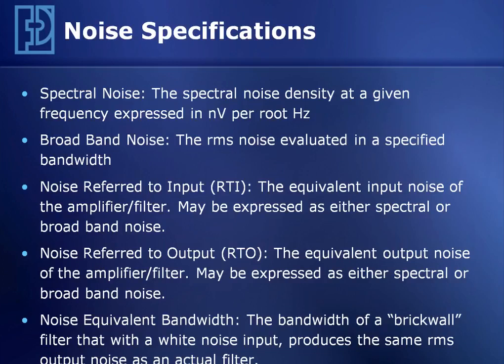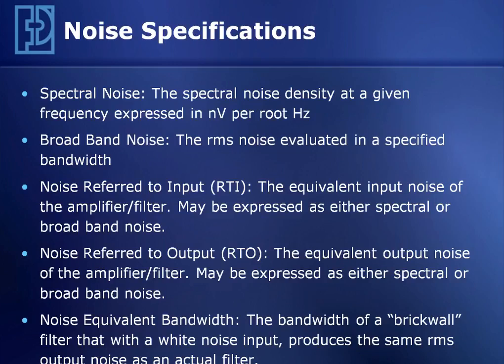The broadband noise is the RMS noise in the time domain evaluated over a specified range of frequencies or bandwidth. The noise referred to the input is noise that would be amplified by any channel gain that we apply to the signal chain, and that is also called the equivalent input noise of the amplifier filter. This can be expressed either as spectral or broadband noise.